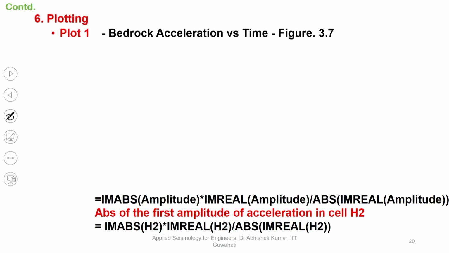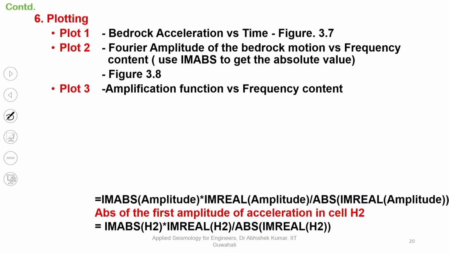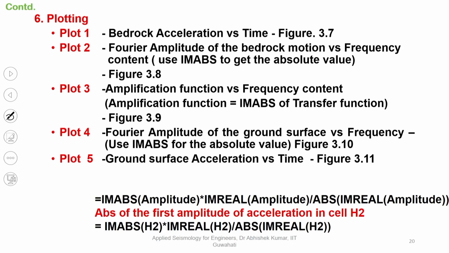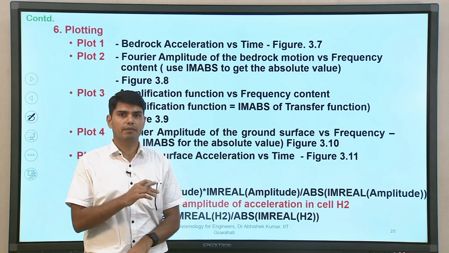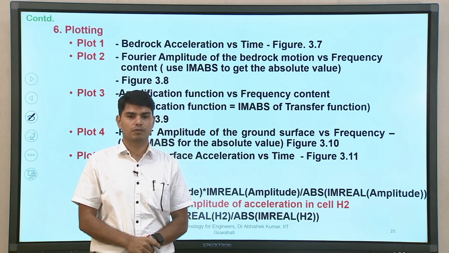So, you can have the bedrock motion, then you can have the Fourier amplitude or Fourier spectra of the bedrock motion, then you can have the amplification factor, which is the magnitude of the transfer function. The amplification factor multiplied by the Fourier amplitude will give you the Fourier spectra at the surface, then do the inverse Fourier transformation, and you will get the acceleration time history at the ground surface.